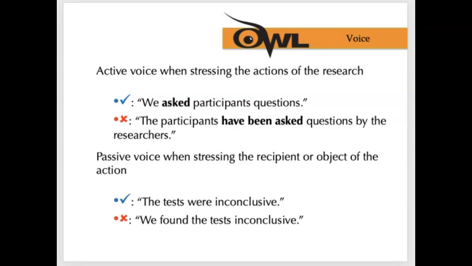It's best to use active voice when stressing the actions of research. So active voice is saying, I did this, we did this. Whereas you can use passive voice when it's not the object of the action that you're stressing, but something else. So, the tests were inconclusive. We found the test inconclusive would be using active voice, but that wouldn't be right in this situation. So again, when you're using third person, you're often going to be putting that in the past tense.